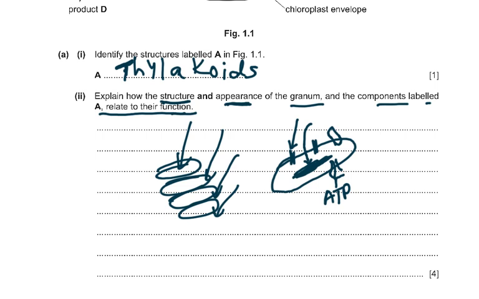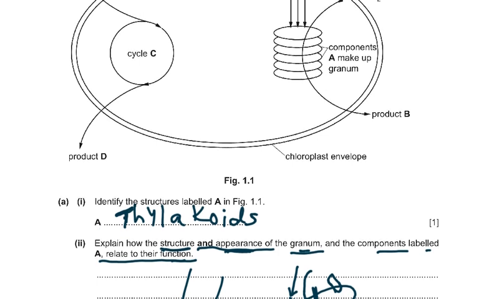So you realize how it said how the structure and appearance, so the granum looks green on the microscope. Structure and appearance of the granum and the components labeled A relate to their function. So you have to be looking at this diagram, this part. How the structure and appearance of the granum and the components labeled A relate to their function.